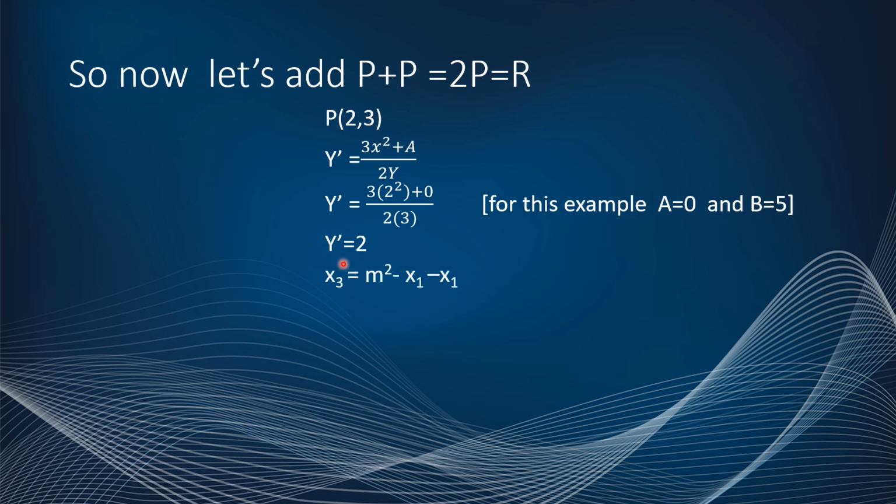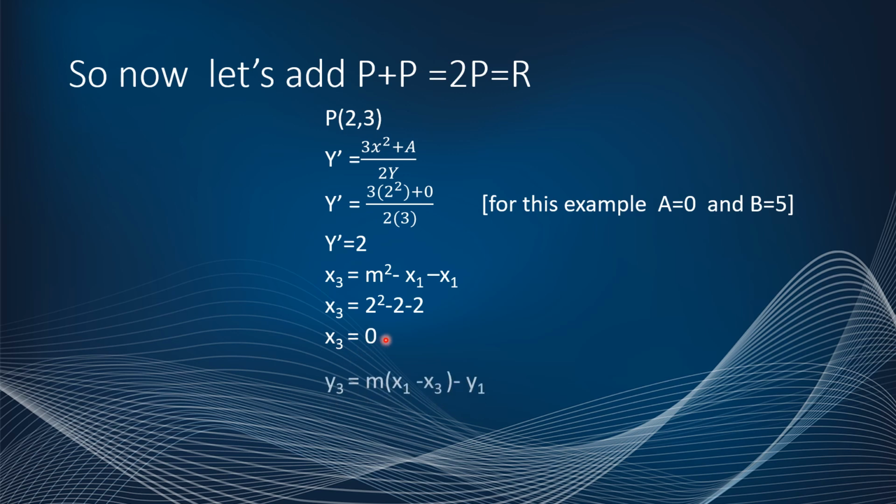Now we need to find the x3 point. The formula is m square minus x1 minus x1, because we are taking two similar points, so both are x1. That's why the formula will be m square minus 2x1. So m square is equal to 2 square, minus 2, minus 2. So our x3 will be 0.